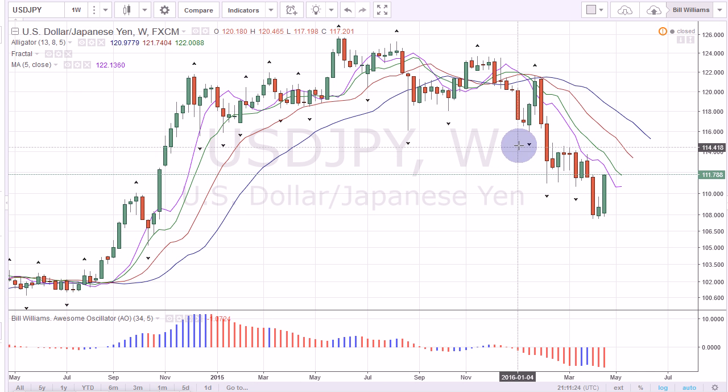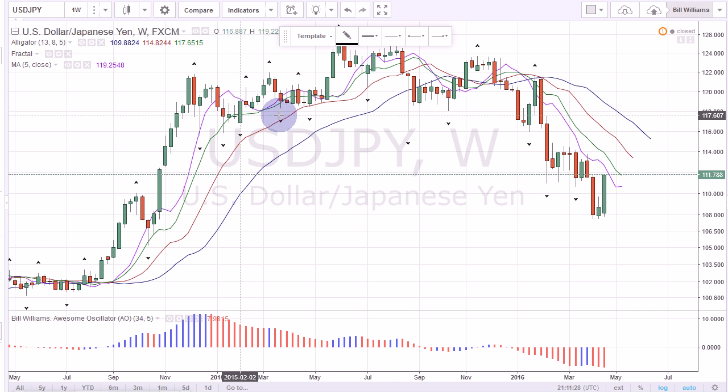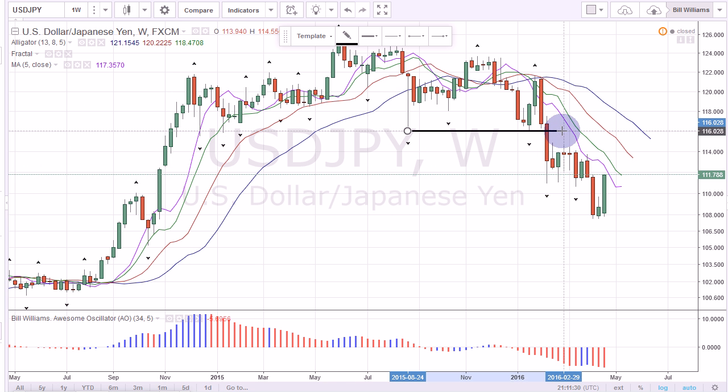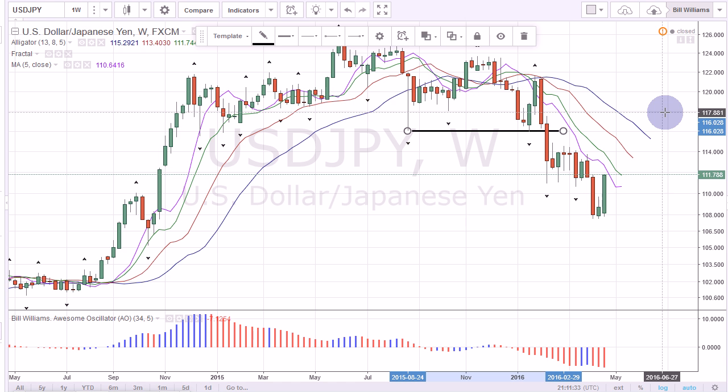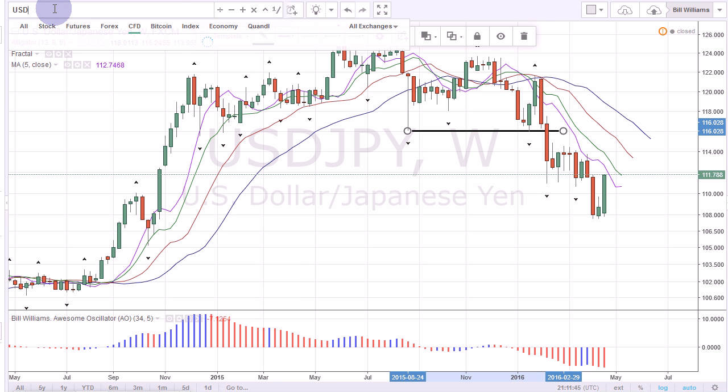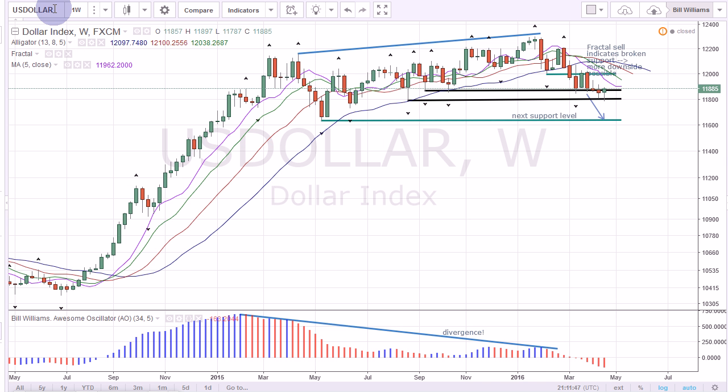On the weekly here, you did get these breakout levels marked by fractals, as you can see here, and you could have shorted here. However, as it is trading in an overall correction, you want to have tight stops. You do not want to just let it run. The same situation is going on in the US dollar CFD index.